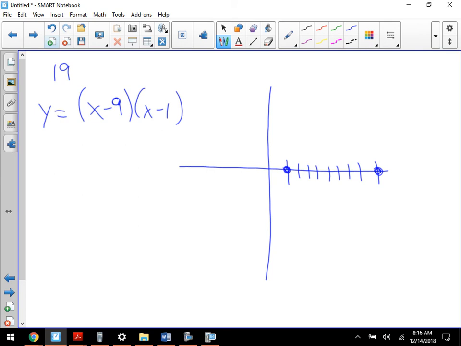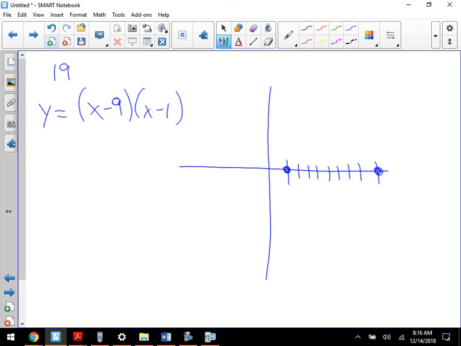Will this one open up like a cup or down like a frown? Why? First thing is positive. Very good. The value in front of the first parenthesis is positive because there's nothing there. Right? So we know it's going to be up like a cup.